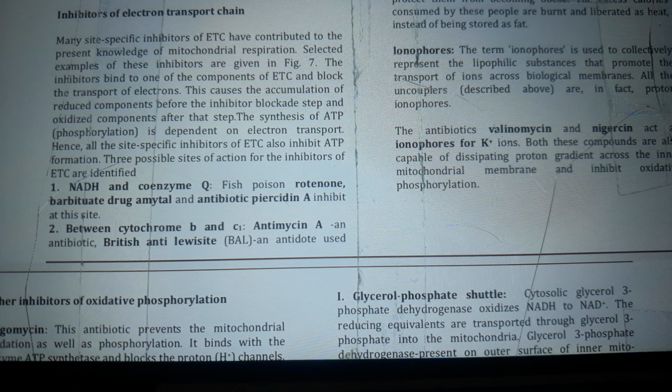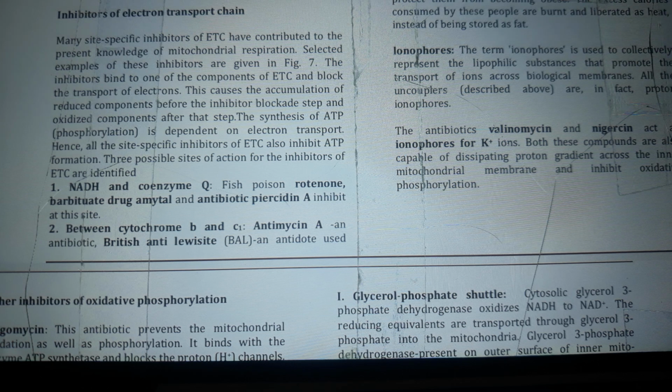Inhibitors of the electron transport chain. Many site-specific inhibitors of ETC have contributed to the present knowledge of mitochondrial respiration. Selected examples of these inhibitors are given in figure 7. The inhibitors bind to one of the components of ETC and block the transport of electrons. This causes the accumulation of reduced components before the inhibitor blockade step, and oxidized components after that step.